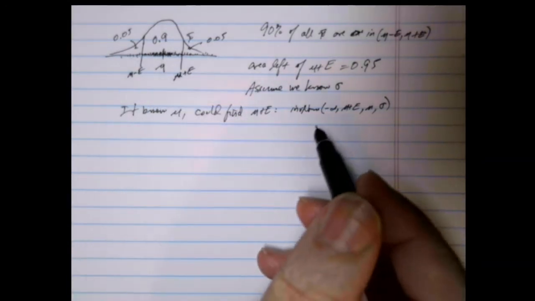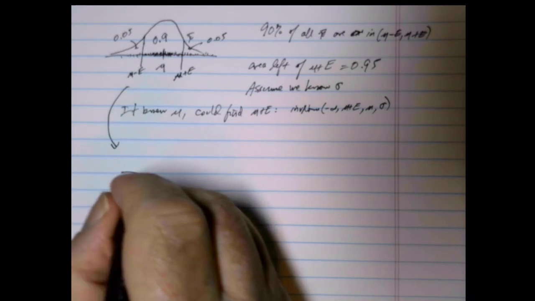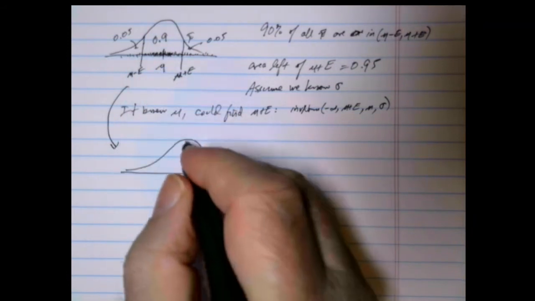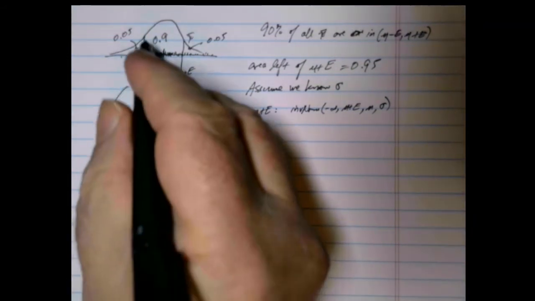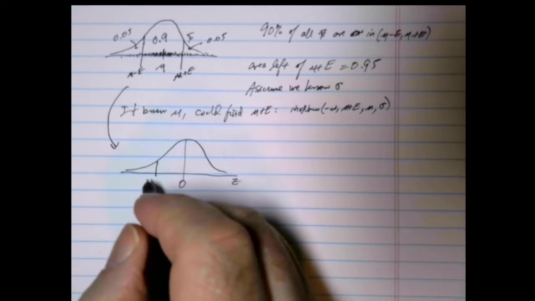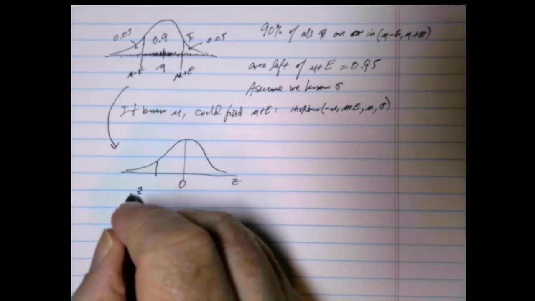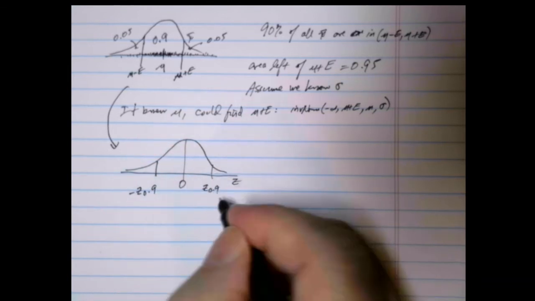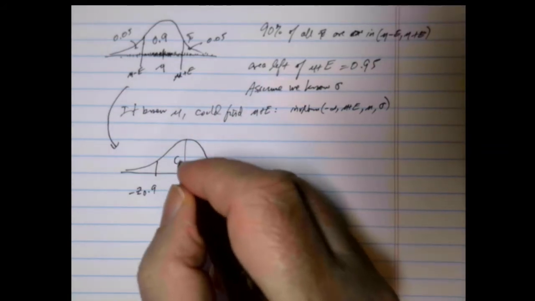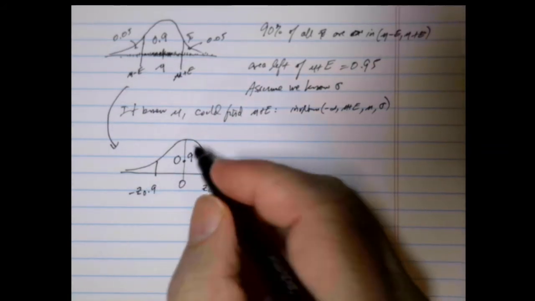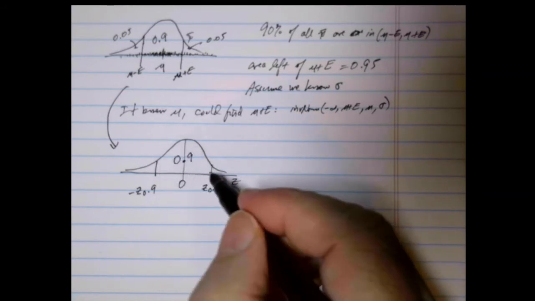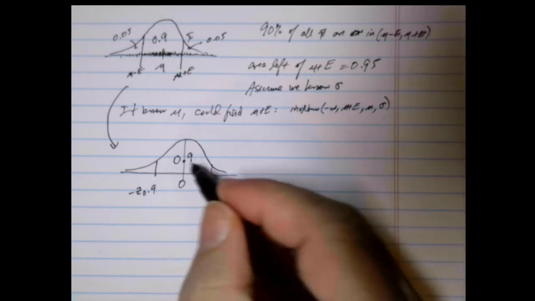Well, the way around this problem of not knowing mu is to transform this picture to the z-axis. Over on the z-axis, mu here will transform to 0, and these guys will transform to points. They'll be called minus z sub 0.9 and z sub 0.9. That's their official name. These things are the points, symmetrical about the mean 0, that bound 90% of the area under the z-curve, the standard normal curve, between them.